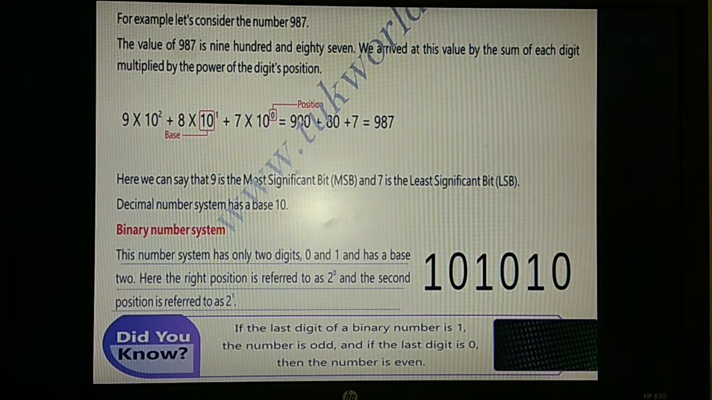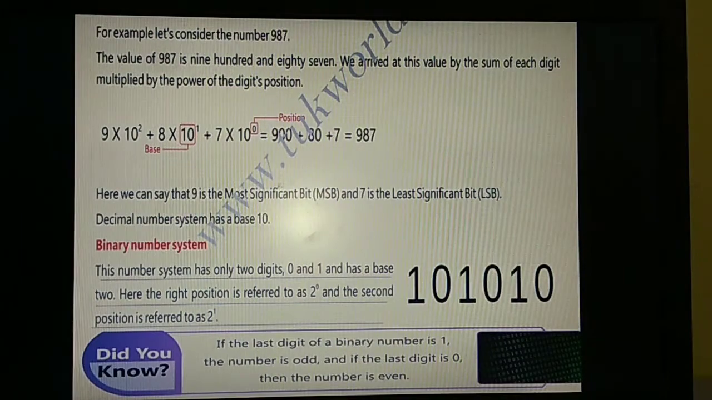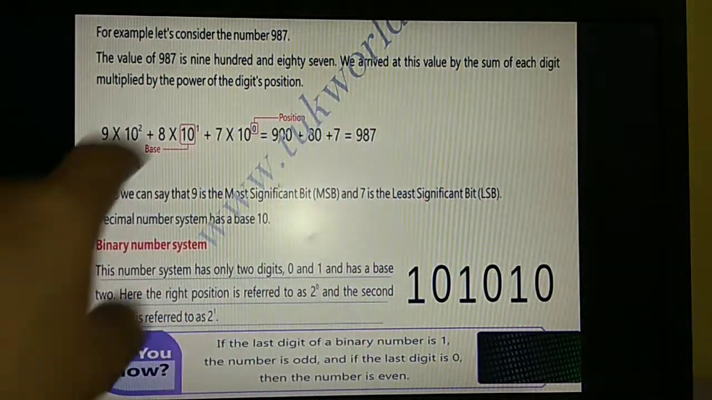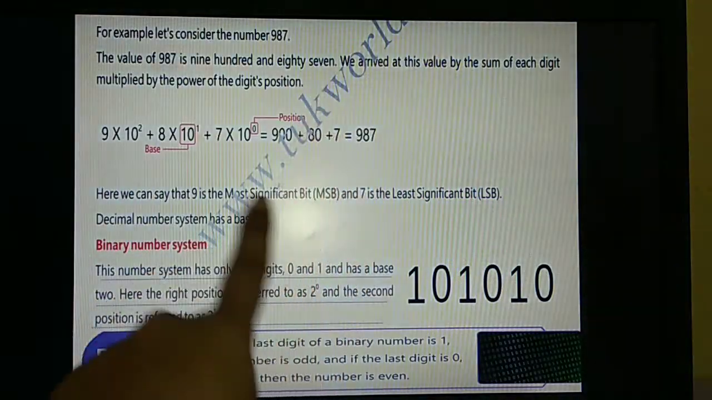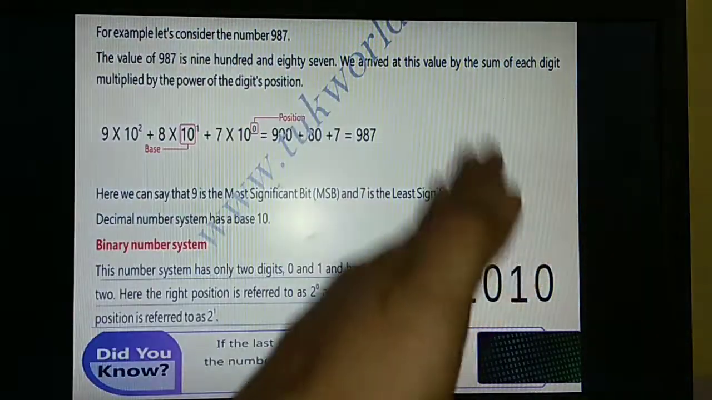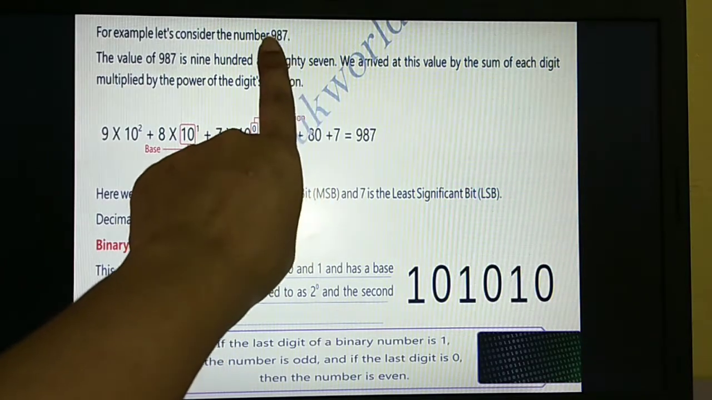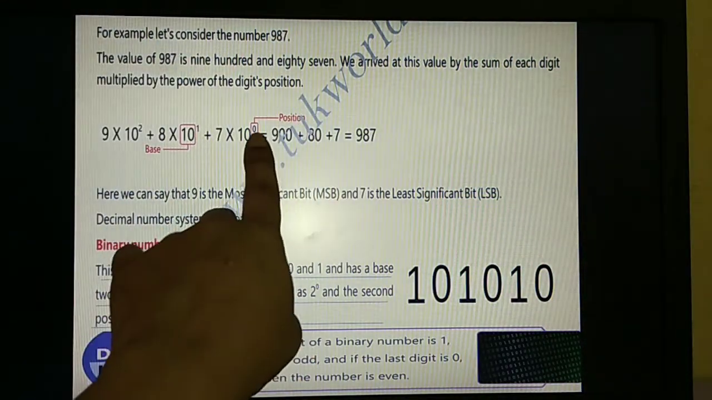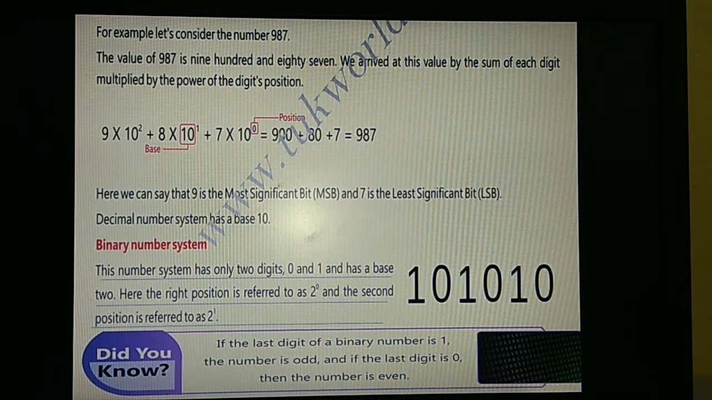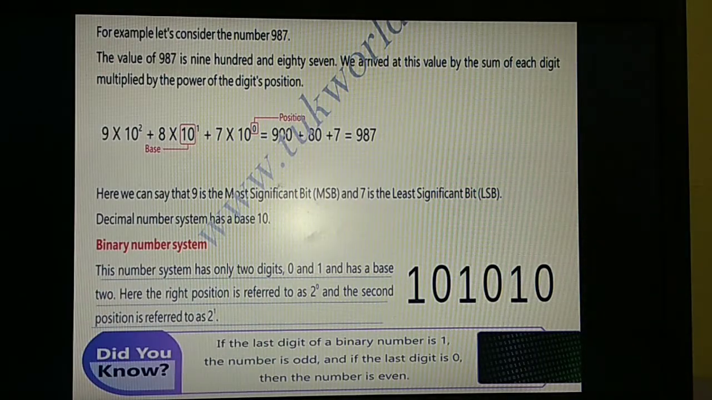All understood till here? Any doubt? I expect that you have understood how to do this calculation. Always count the position from the right hand side, that is 0th, 1st and 2nd. The decimal number system always has a base of 10.